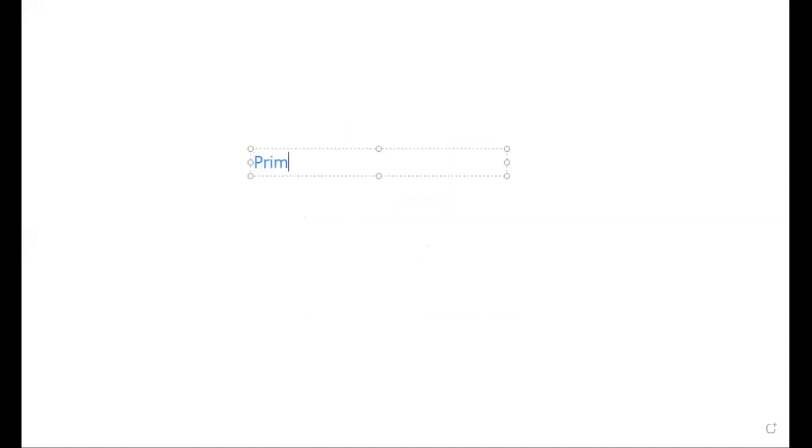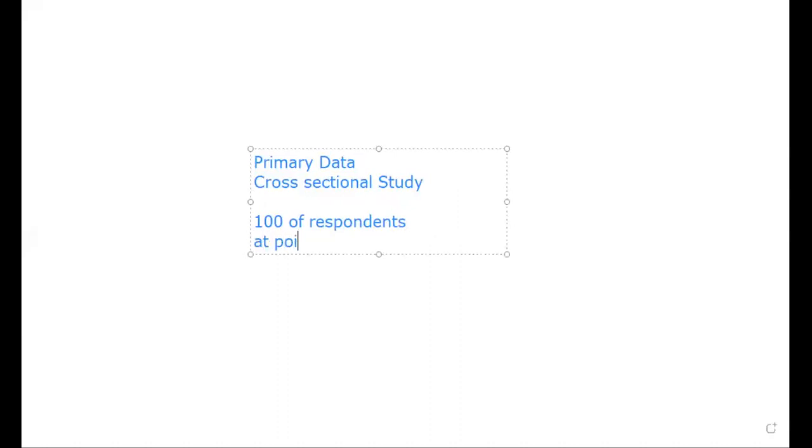Primary data. Two types of data. One is primary data. When we study primary data, we go with the cross-sectional study. Cross-sectional study means we survey 100 respondents at one point of time.